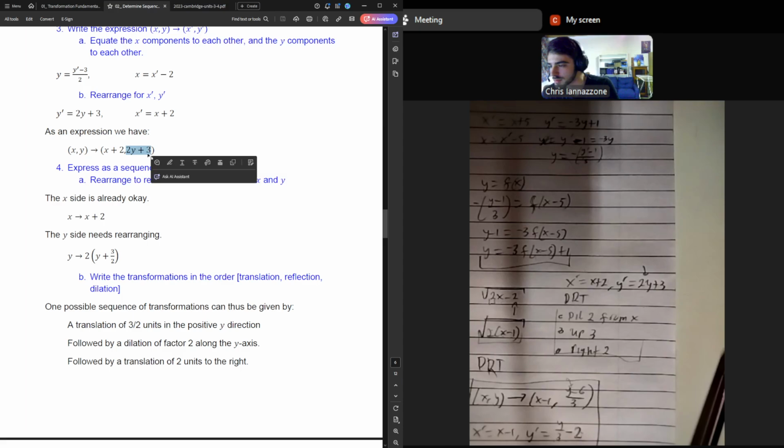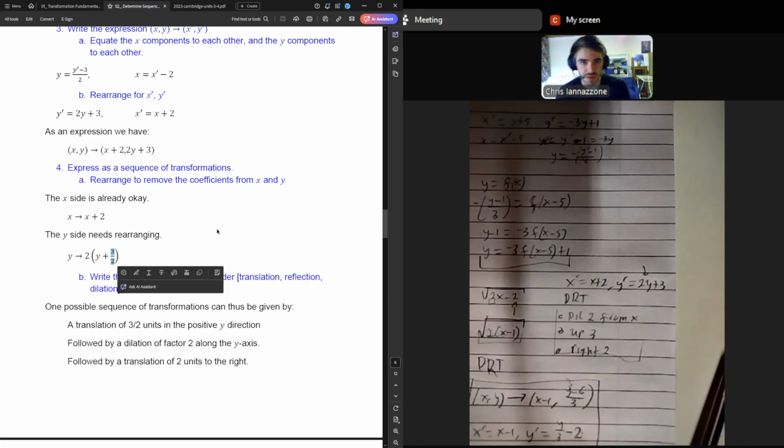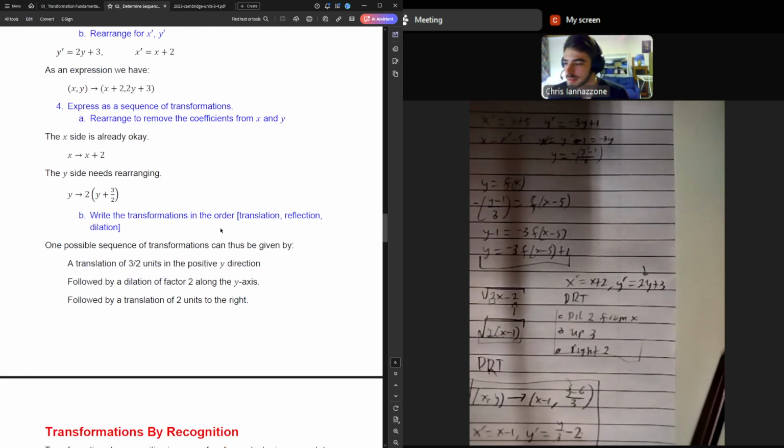So you take the 2y plus 3, you take that common factor of 2 out the front, and fix up the plus 3 as well. Then if you do your TRD, you've now got a translation of 3 over 2 in the positive y, dilation factor of 2 along the y, or from the x, and a shift to the right by 2, or translation of 2 units to the right.